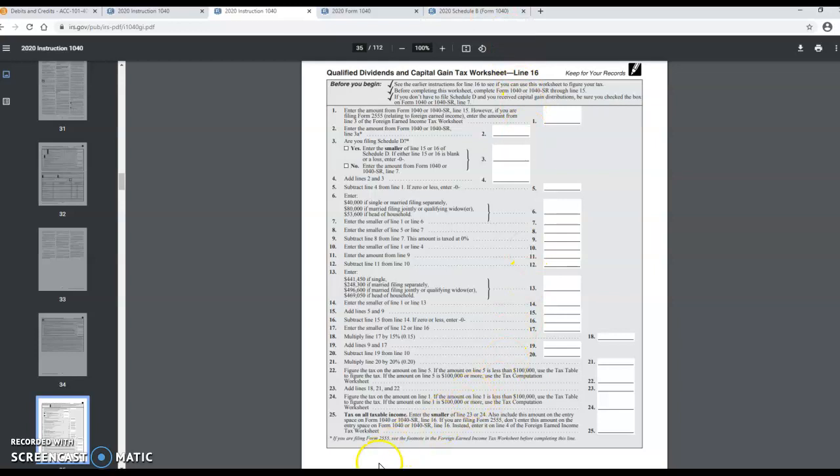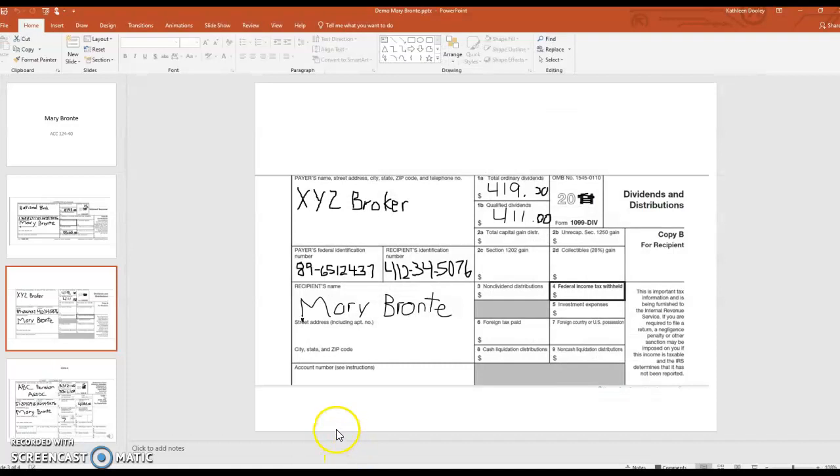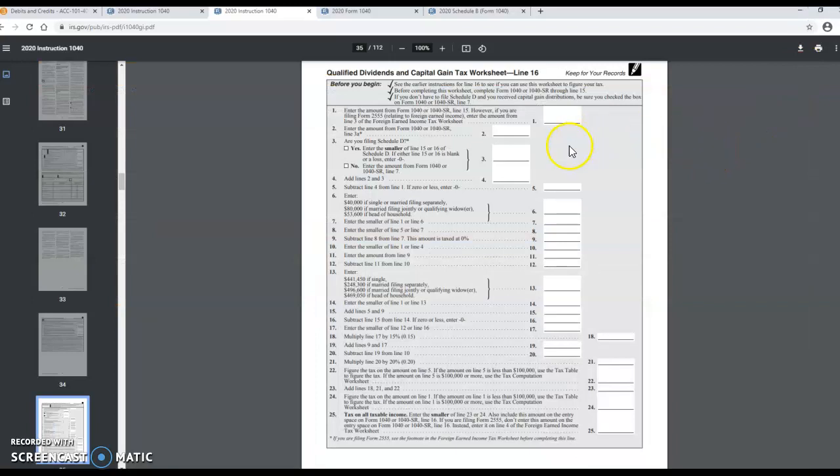Okay, now let's take a look at this. Let us say that we have someone who has, here's a 1099 that Mary Bronte got, and she has total ordinary dividends of $419, and she has qualified dividends of $411. Okay, so let's go ahead and do this worksheet.